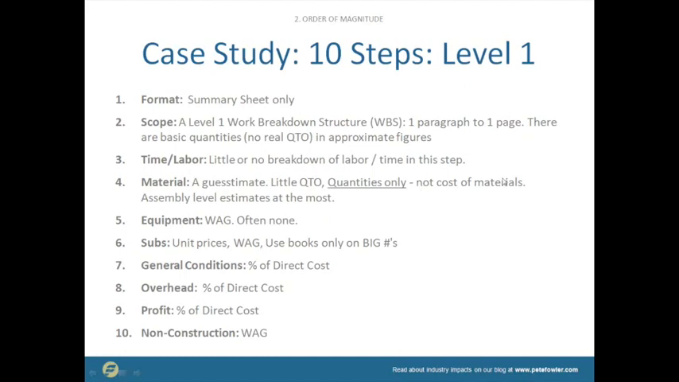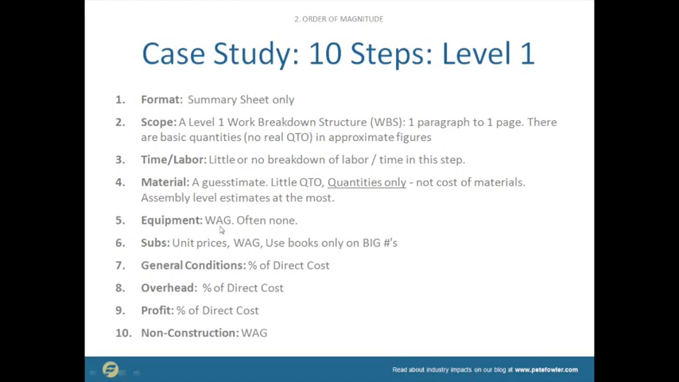We're going to do quantities only, no cost of materials. We're not going to call the Home Depot and ask them how much a tube of sealant is in Valencia, right? We're just going to talk about those assemblies cost $1 a square foot, or $2 a square foot, or $20 a square foot. Hopefully that makes sense. And then equipment, this is just a WAG.